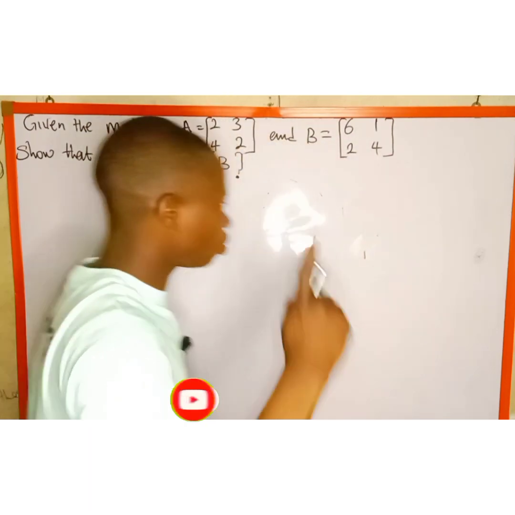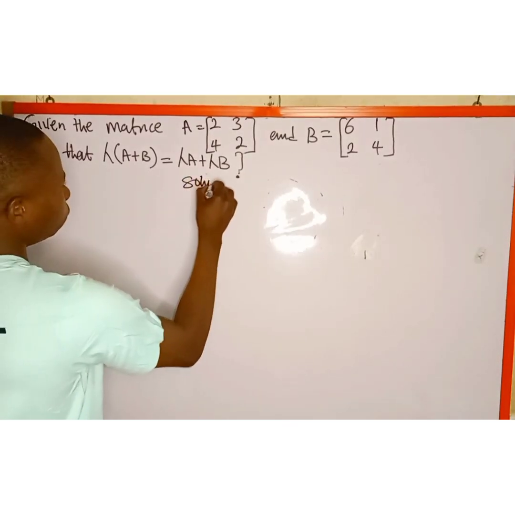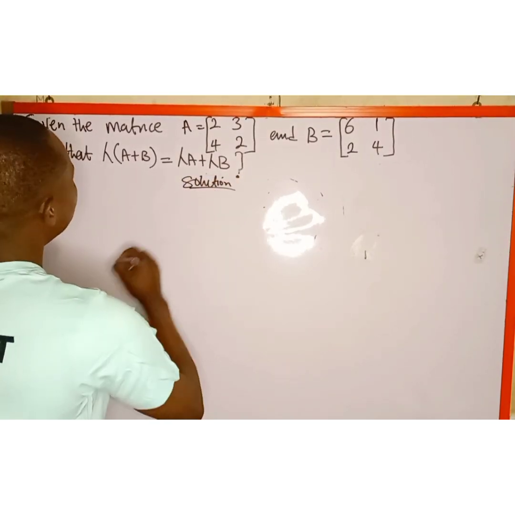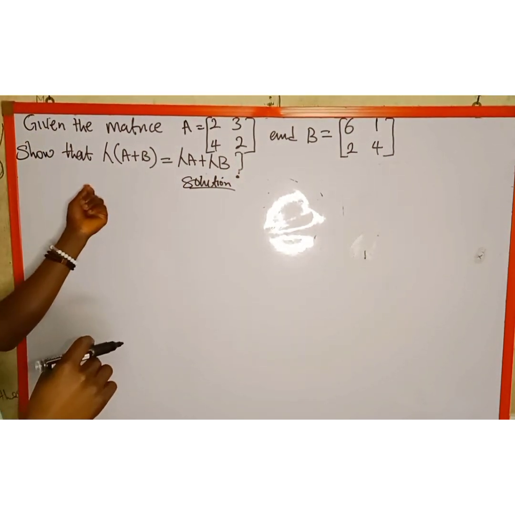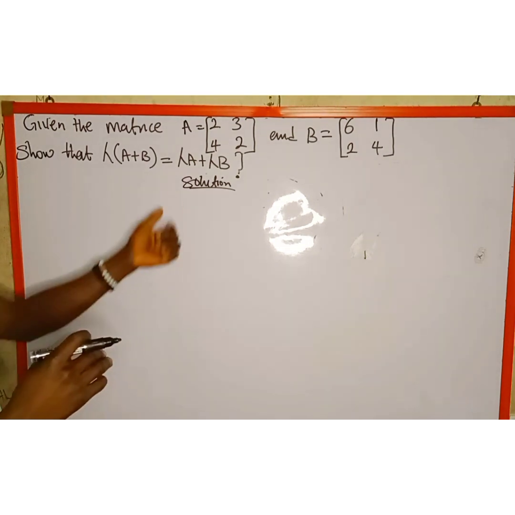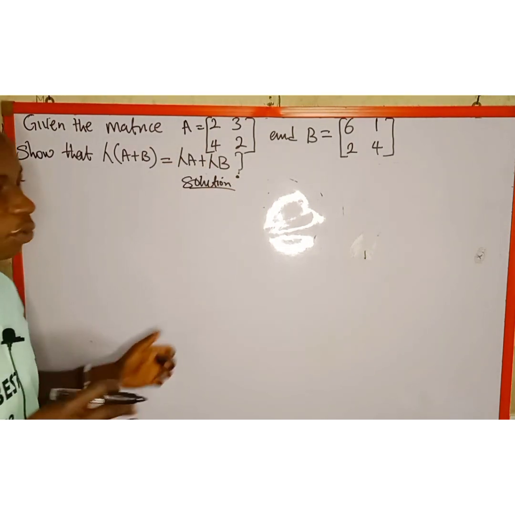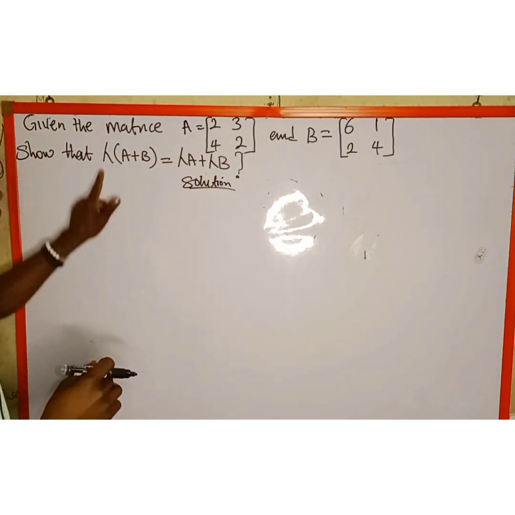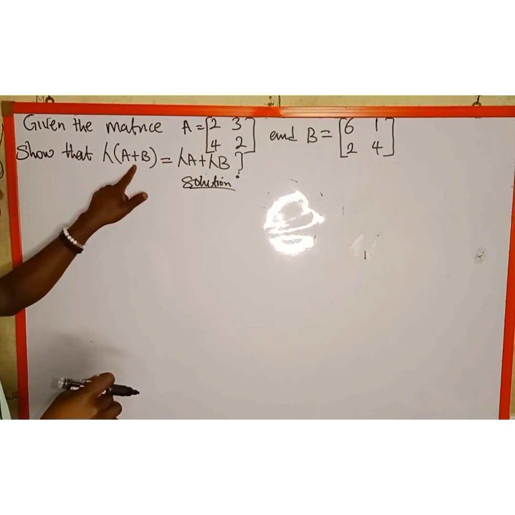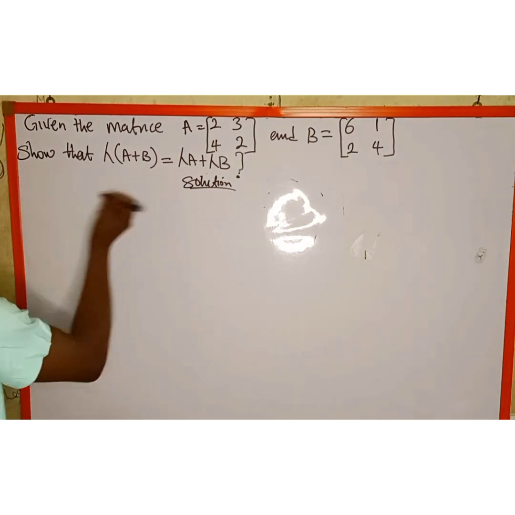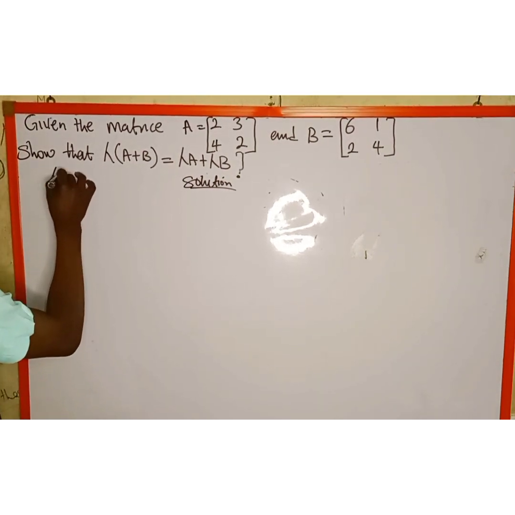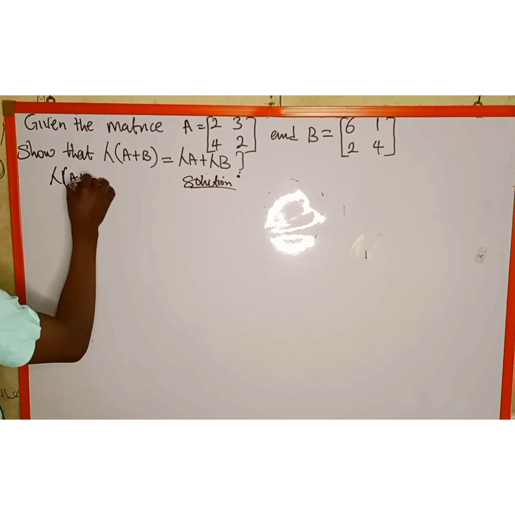So let's get started. Solution. What we are going to do is evaluate the left hand side first, then we keep our answer, then we evaluate the right hand side, then we compare our answers to see whether lambda multiplied by (A plus B) is equal to lambda A plus lambda B. So from the left hand side we have lambda multiplied by (A plus B).